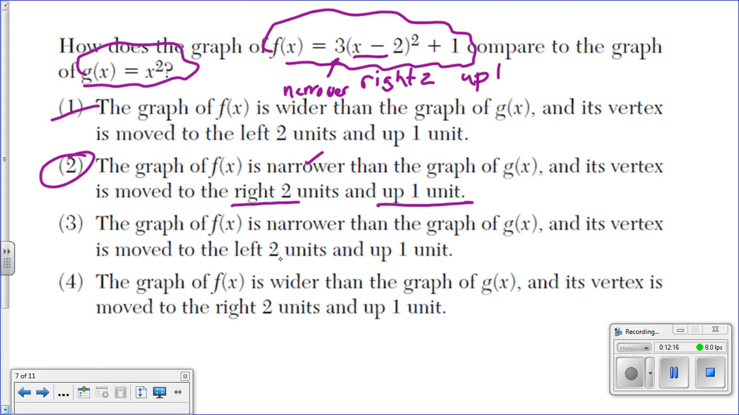If I look at choice 3, it says narrower, which is good. And its vertex is moved left 2. I would guess that a lot of kids probably chose that because you see the minus 2 and you think left 2. 4 is incorrect. I see the word wider, so I'm saying definitely not that.